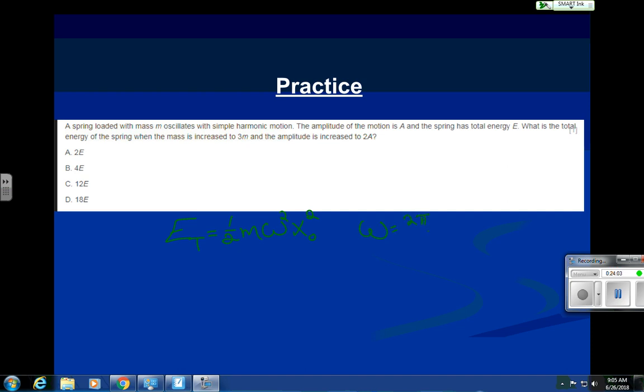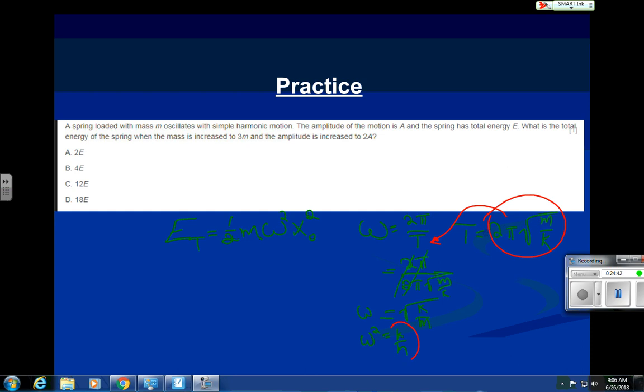is equal to 2 pi over T. And the period of a mass spring system is affected by the mass. Remember that in a mass spring system, the period is equal to 2 pi root m over k. So what I can do is take all of this and plug it in for T there, and watch what happens. When I simplify, 2 pi cancels out, and omega is equal to the square root of k over m. So omega squared is equal to k over m.